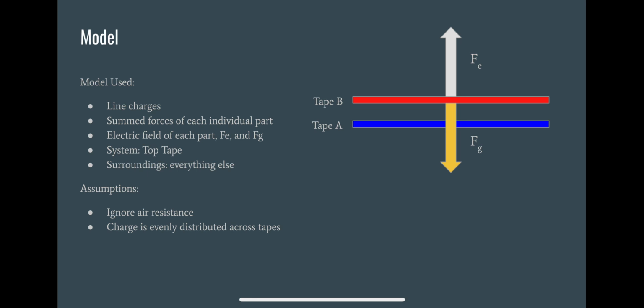The biggest difference in Lab 2 is that we're using line charge models instead of a point charge. This means we're taking tape A and B and turning them into line charges and subdividing them into small pieces, and from there we can calculate the electric field on each part of tape B by each part of tape A. And of course, we can calculate electric force and gravitational force on tape B afterwards. Our system is the top tape, tape B, and the surroundings are everything else, including tape A. Our two main assumptions are that we're ignoring air resistance and that the charges are evenly distributed across the tapes.